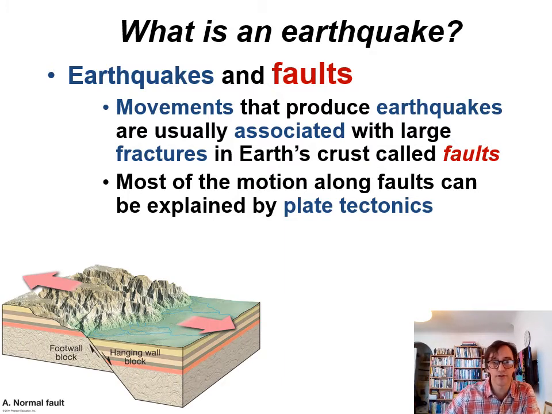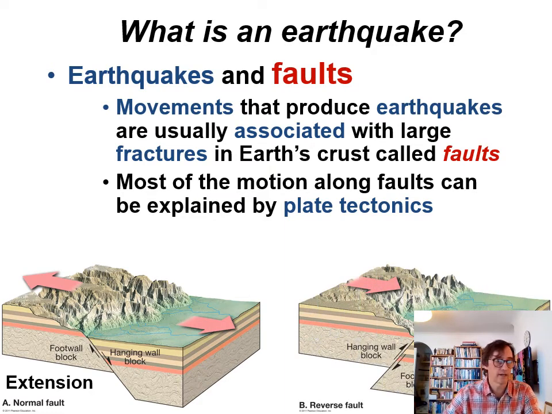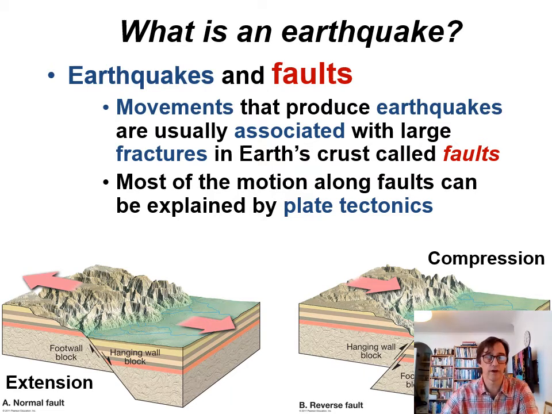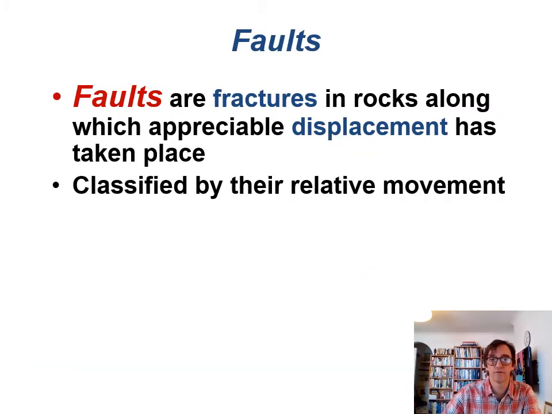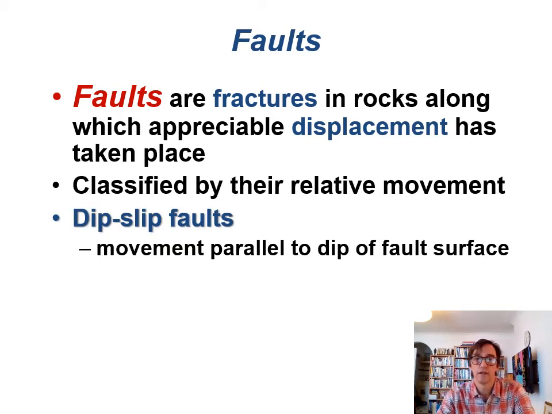To show you some examples, here are crustal rocks being extended, and you can see how fault fractures open up from extension, and here on the right the crustal rocks are compressed. Let's show those images again in the next couple of slides. First of all, faults are fractures along which appreciable displacement has taken place. We're going to talk about the different types of faults, classified by their relative movement.